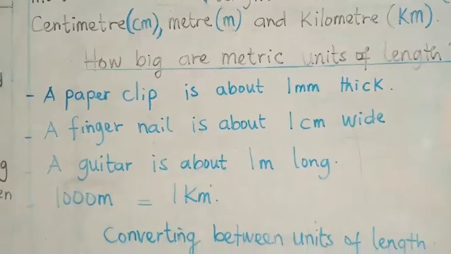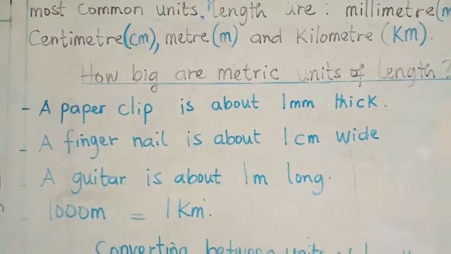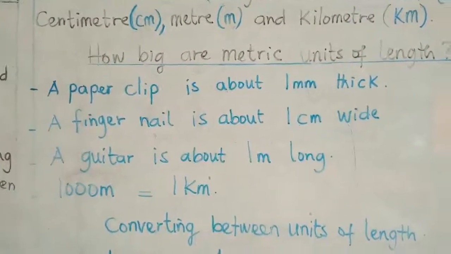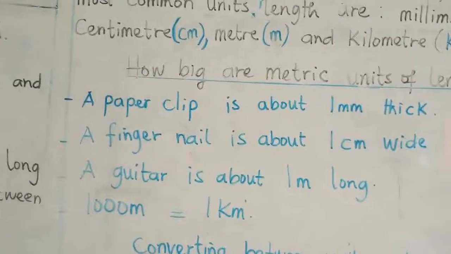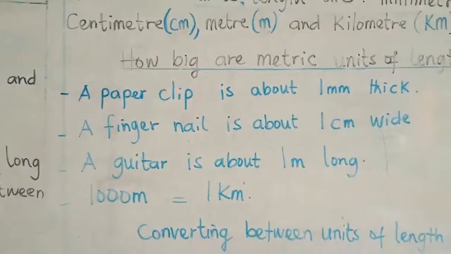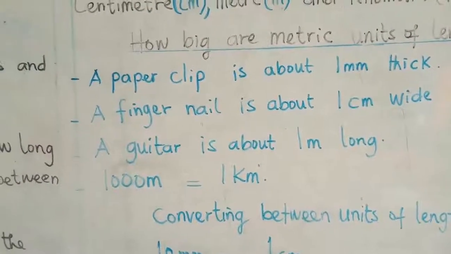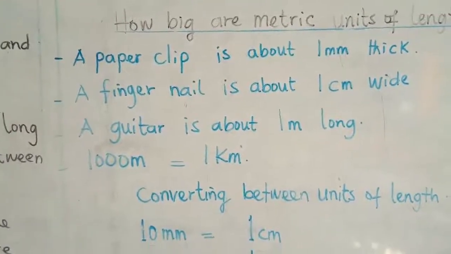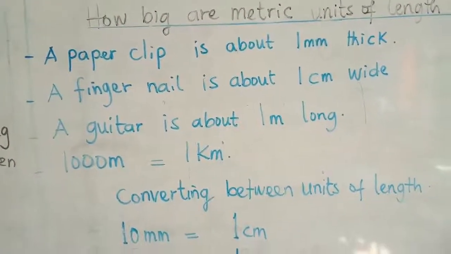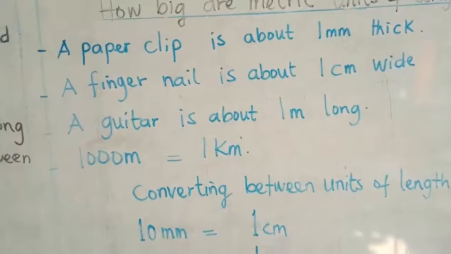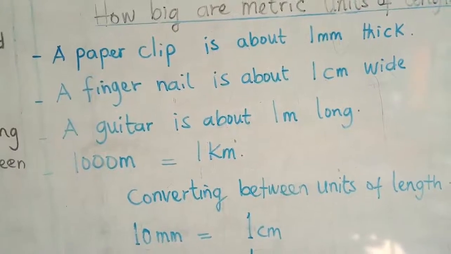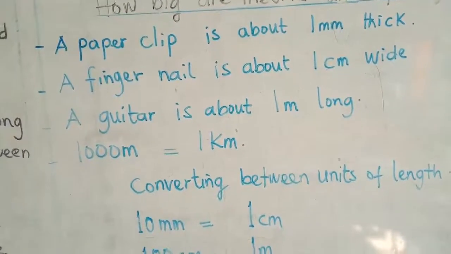Then let's see how big these metric units are. Take millimeter for instance. How big is millimeter? A paper clip, the clip we use in holding paper, the thickness of it is about 1 millimeter. That is how big millimeter is. Then let's take centimeter. How big is centimeter? Your fingernail, the width of it, that means how wide it is, is about 1 centimeter wide. That is for your fingernail.